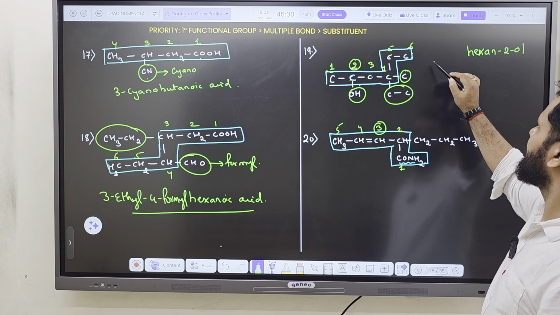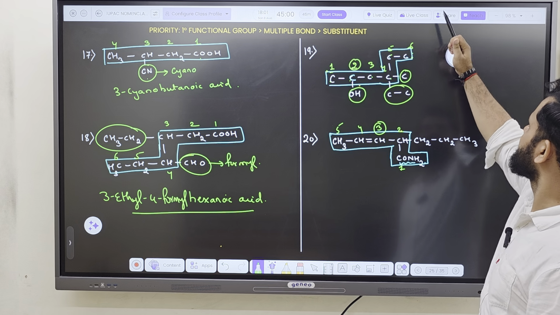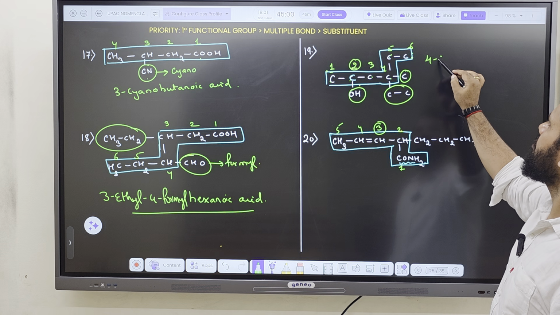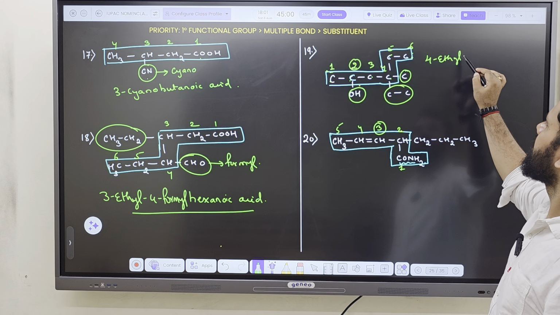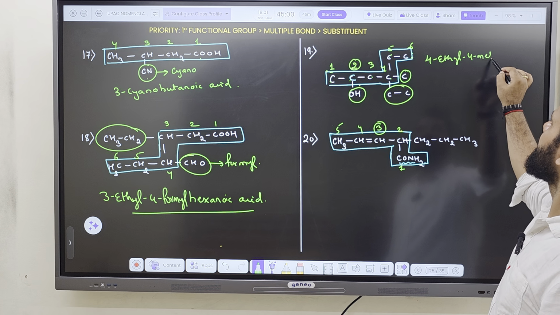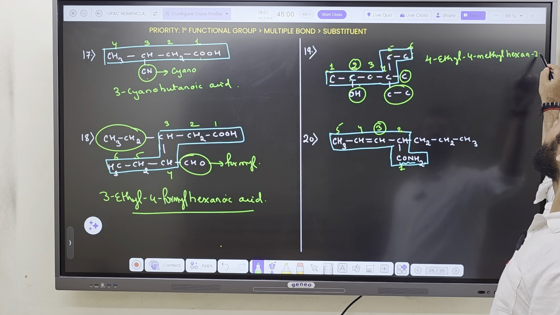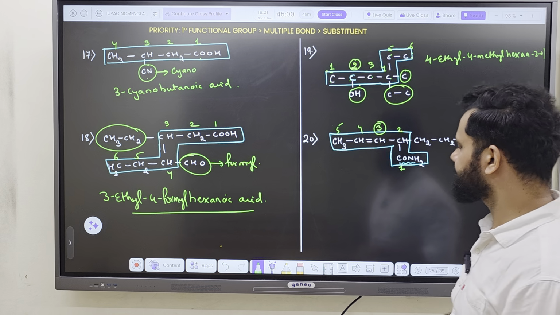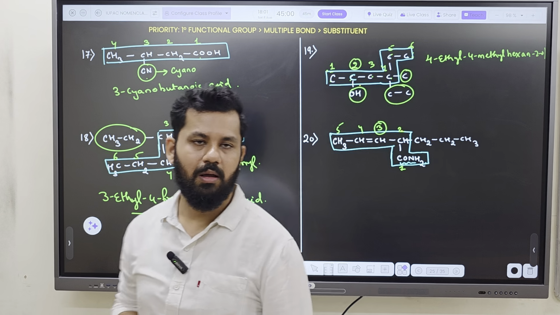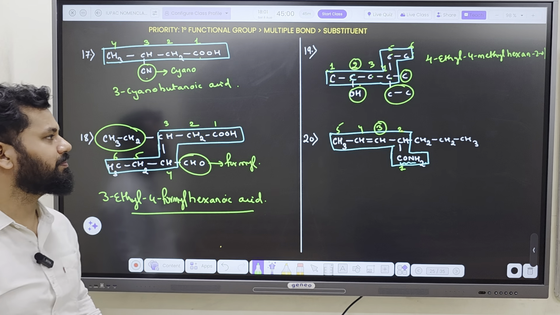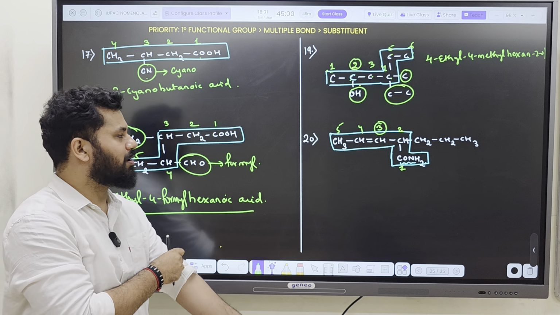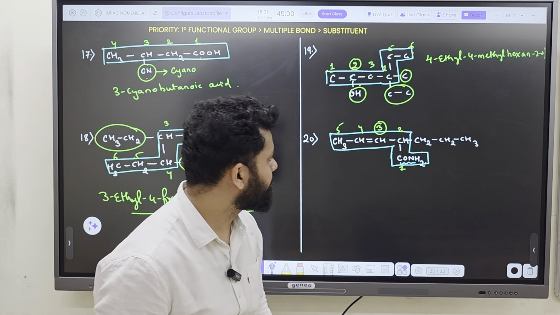So alphabetically, I will write ethyl first. So it becomes 4 ethyl, 4 methyl, hexan-2-ol. I hope you guys are following. If any doubt, please comment down.